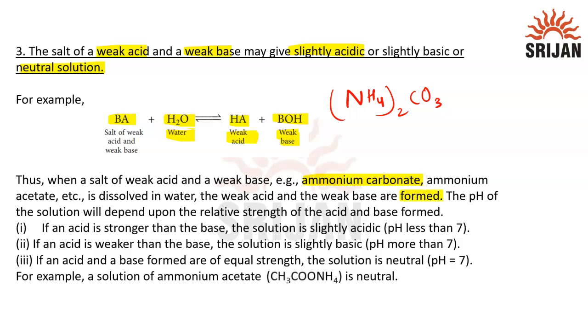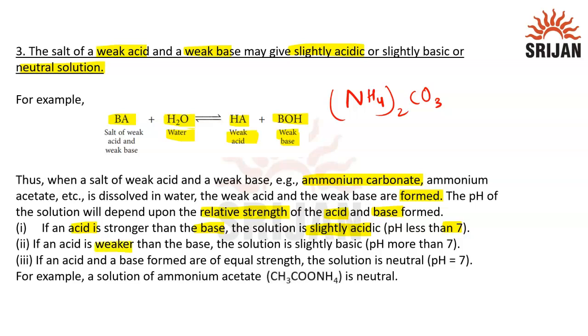The pH of the solution basically depends upon the relative strength of the acid and the base formed. If the acid is comparatively stronger than the base, obviously they both are weak, but there is relative strength, meaning if the acid is a bit stronger, releasing a bit more H plus ions, then the solution is going to be slightly acidic, meaning the pH is going to be less than 7, probably around 6.5 or 6.6. It also depends upon the number of H plus ions being released by that particular weak acid.